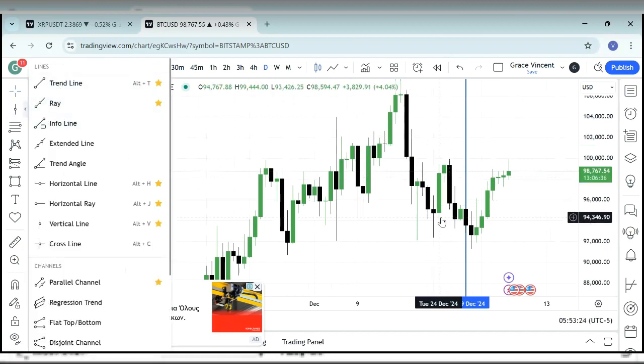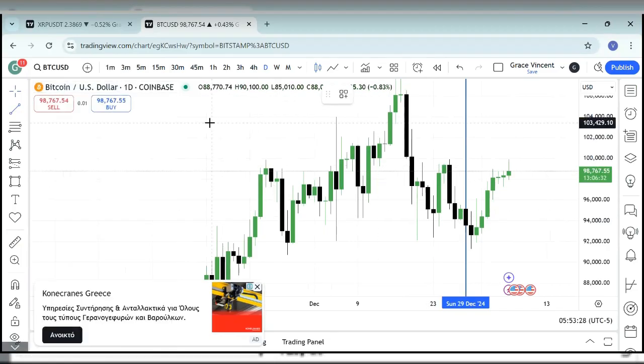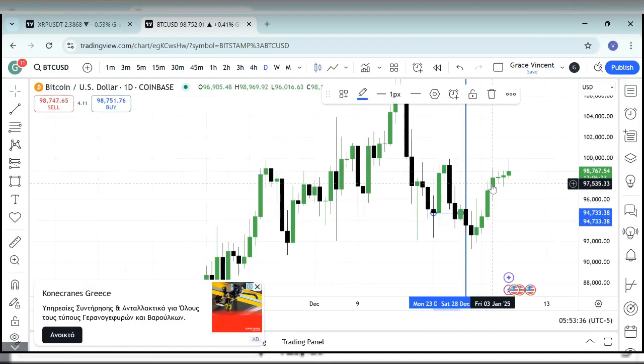The daily broke structure here, which is similar to what we were talking about on Solana, right? The daily closed here. This is where the daily closed, below this lower low.